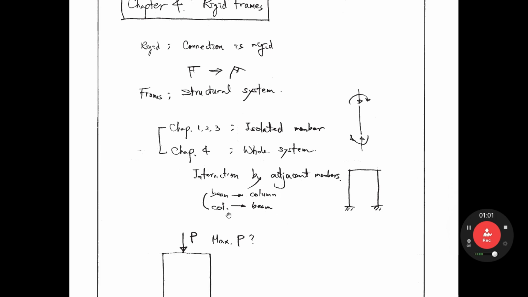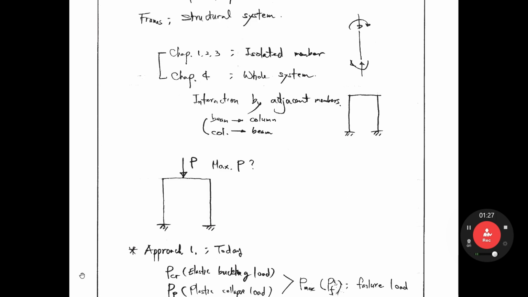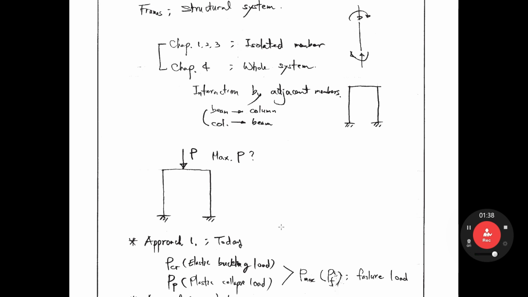So there is interaction between adjacent members. This beam interacts with this column, which interacts with this beam. So we have to consider the interaction between column and beam. Let's consider this portal frame subjected to a concentrated load P. So how do we calculate the maximum P in order for this portal frame to sustain?